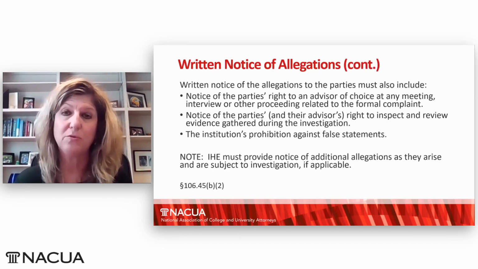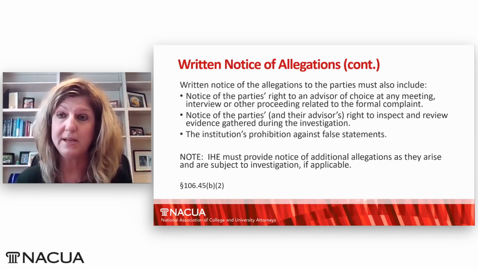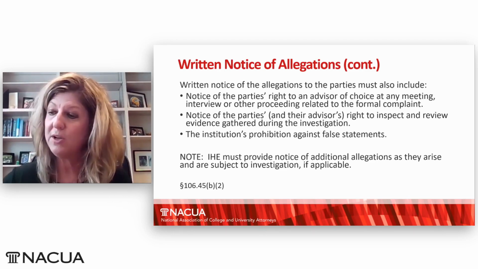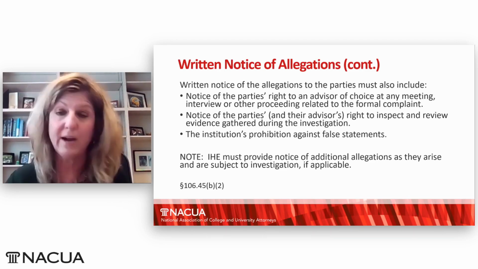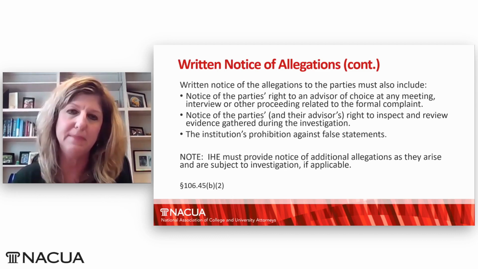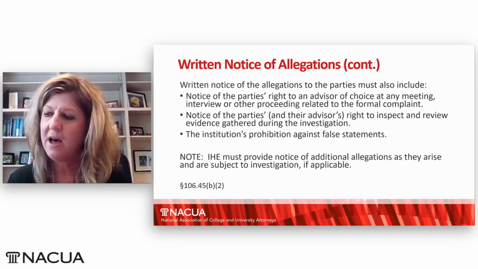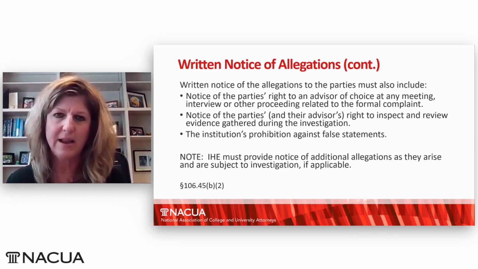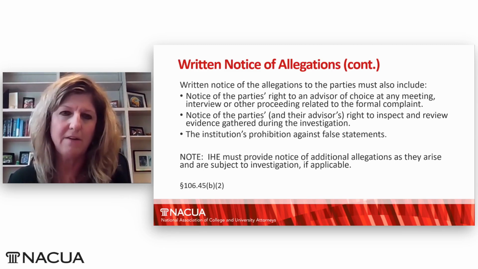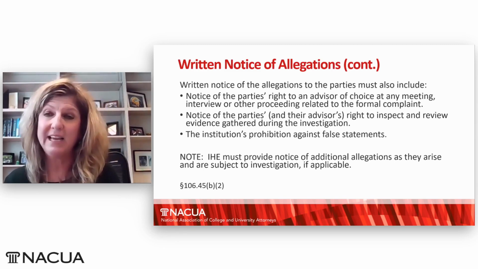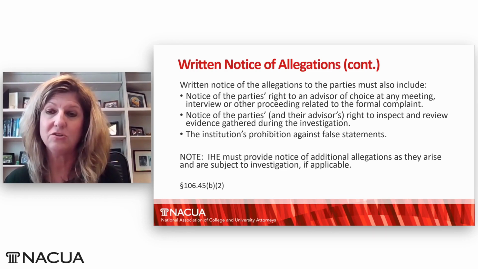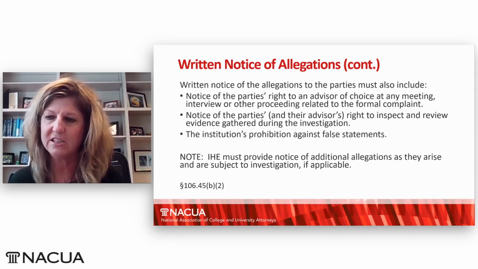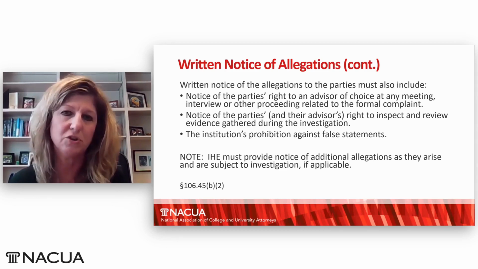Moving on, we're still talking about the written notice of allegations, but there's quite a bit that needs to be included in there under the regulations. So in this written notice, we also have to tell the parties that they have a right to an advisor of their choice at any meeting, interview, or other proceeding related to the formal complaint. This isn't new. They've been allowed to have their advisor of choice for some time. We're going to talk later in Module 2 about what that advisor looks like at the hearing itself, however. But in the written notice, we have to let students know that they can have an advisor of choice.